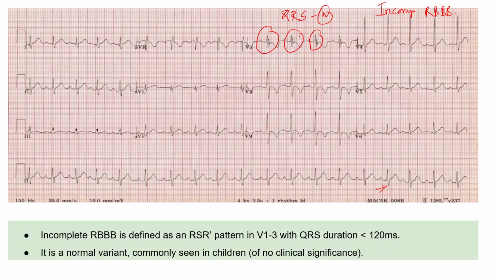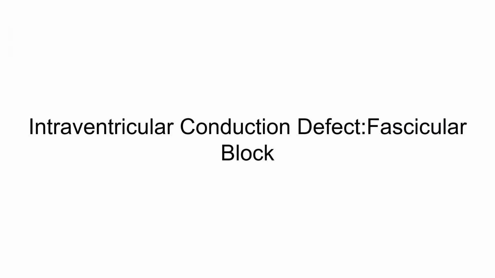What I can tell here is, in contrast to left bundle branch block, right bundle branch block may not be associated with axis deviation. Okay, so isolated right bundle branch block will not cause axis deviation, but isolated left bundle branch block will cause left axis deviation. So that you have to remember.